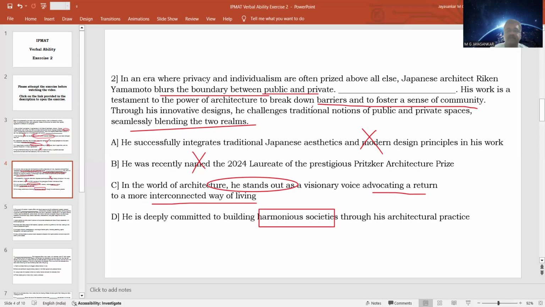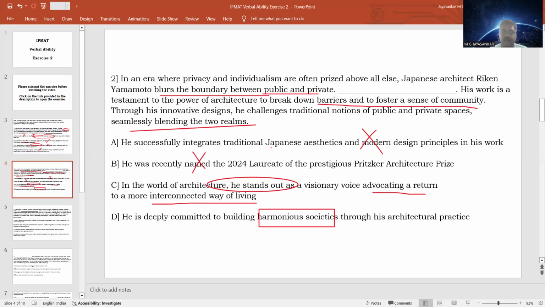These harmonious societies are built when you break down the barriers to foster a sense of community, then harmonious societies are coming. Whereas if you put it here, the question rises how this is being done. Whereas when you say that he is a visionary voice or he has a vision, with that vision is to go back to the interconnected way of living. How? By breaking down the barriers.